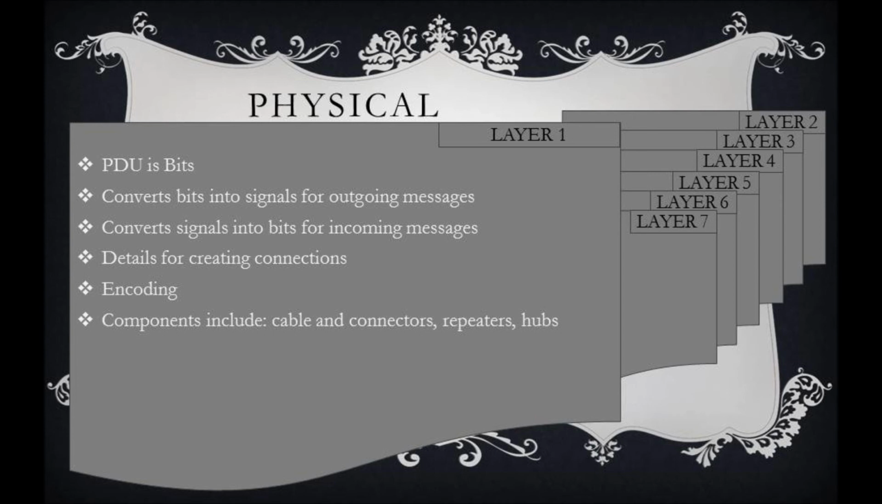The components of the physical layer include cable and connectors, repeaters, and hubs. Problems occurring at the physical layer are often related to incorrect media, termination, electromagnetic interference, or noise that scrambles the signal, and network interface cards and hubs that are misconfigured or don't work correctly.